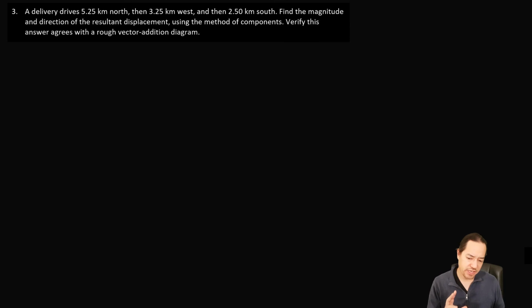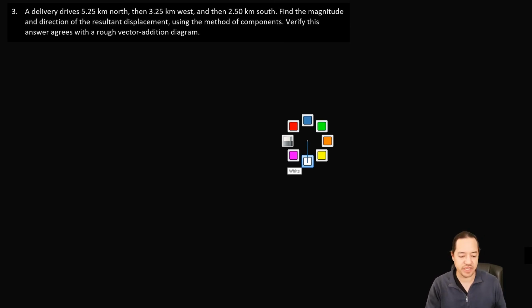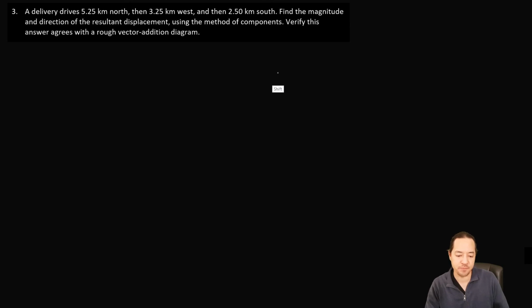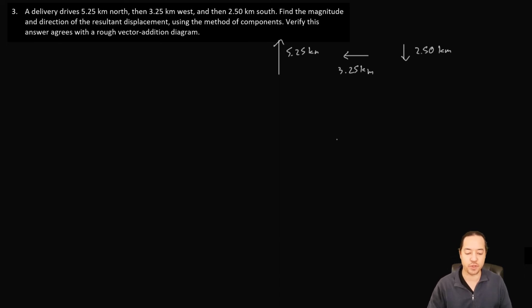Okay, so I want to start out by just sort of drawing out these vectors so I have some idea of what they look like. Okay, so we're saying there's a vector 5.25 kilometers north, and then there's another one, maybe 3.25 kilometers west, and then finally there's another shorter one, maybe not quite that short, 2.50 kilometers south. And we want to add them together using components.